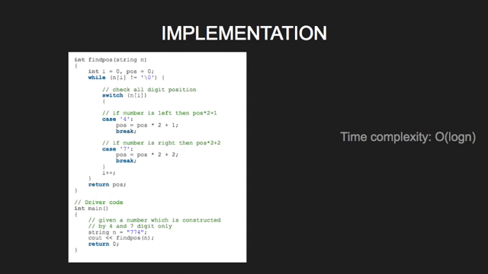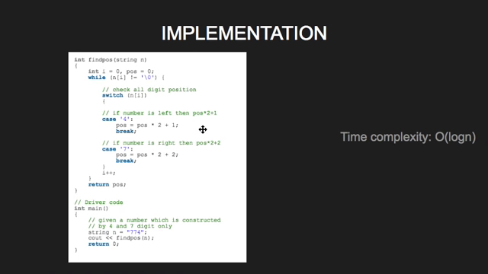Now let's look at the implementation. We take a string number as input, then initialize the position as 0. Now traverse the whole string, and for each digit check if the character is 4. That means it is a left child, so we do position equal to position into 2 plus 1.